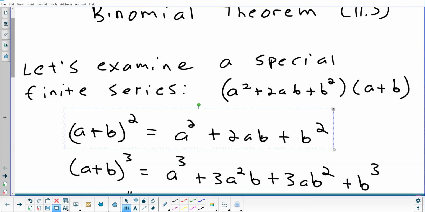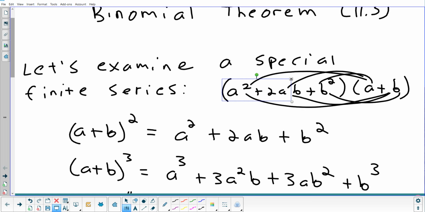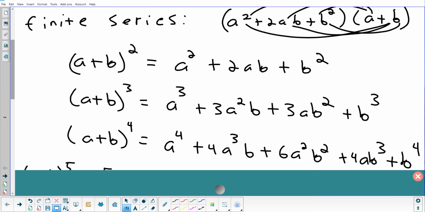So if you do a plus b squared, which is right here, and multiply by another copy of a plus b, I'm not going to do it all out, but if you did, by FOILing it, you would get that. A cubed plus 3a squared b plus 3ab squared plus b cubed. Now I'm going to do it again. If I multiplied by a plus b another time and FOILed it, I would get that.